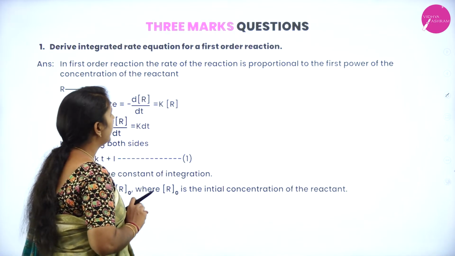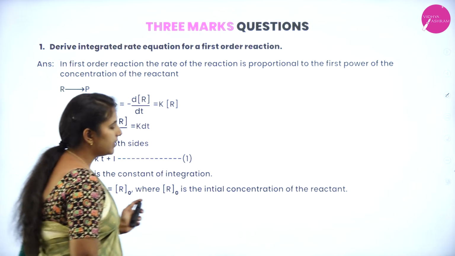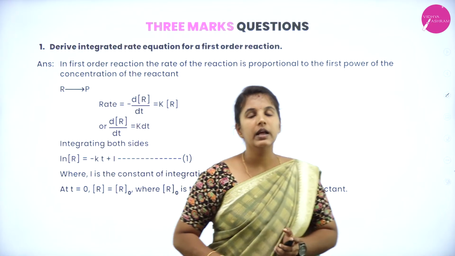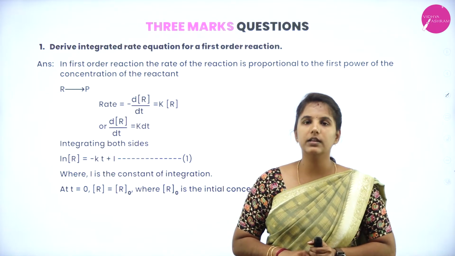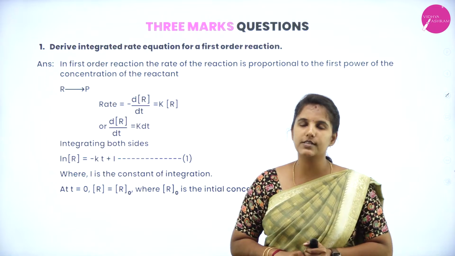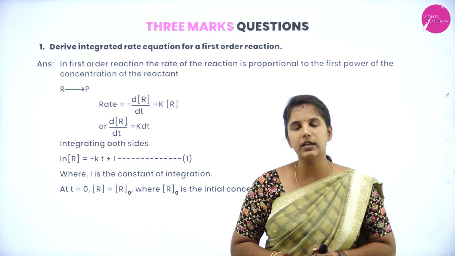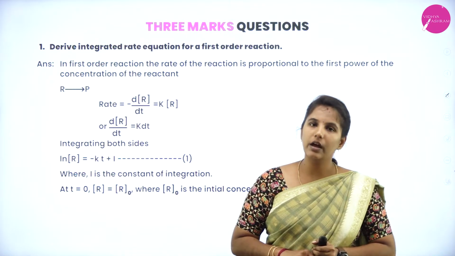Next, coming to the 3-mark question, from this unit we can expect a derivation, that is the integrated rate equation for the zero order, and also we can expect the integrated rate equation for the first order.